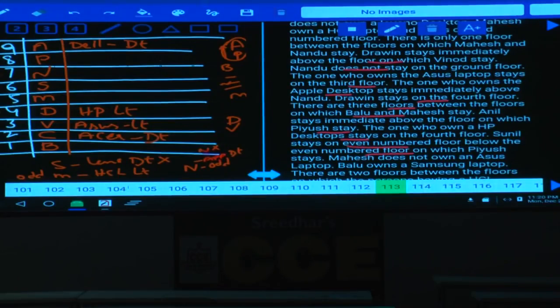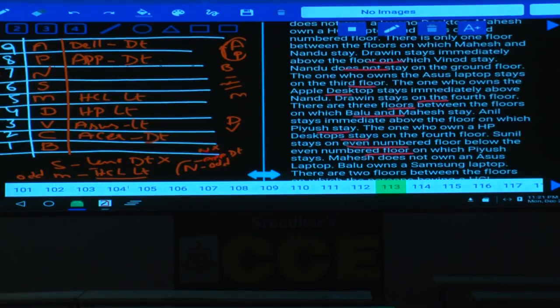And whatever this M here, Mahesh HCL laptop. M is HCL and this is laptop, isn't it? Cheppandi inka information undo? N. N is immediately above an Apple desktop, immediately above this one Apple desktop, isn't it? Now this is the information we have.